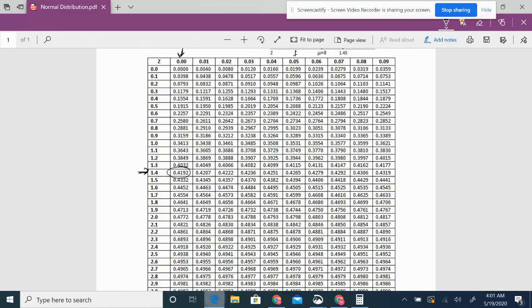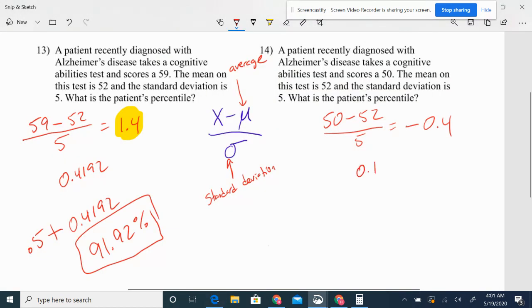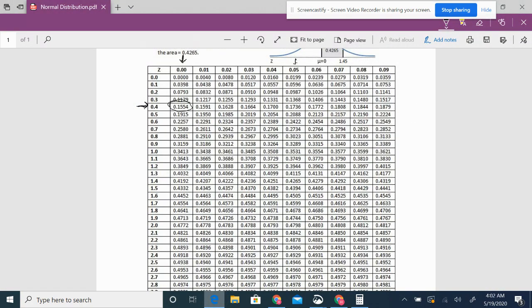Let me use my chart. I want to know what's 0.4. What information does that give me? So 0.4 is right here. My second decimal place was 0. 0.4 is the same thing as 0.40. So 0.4 gives me 0.1554. Remember, I got that from this table.